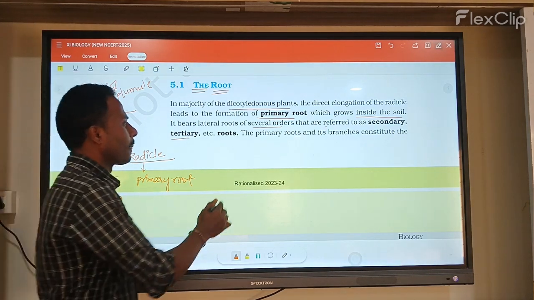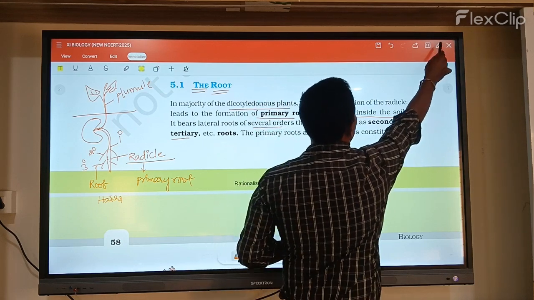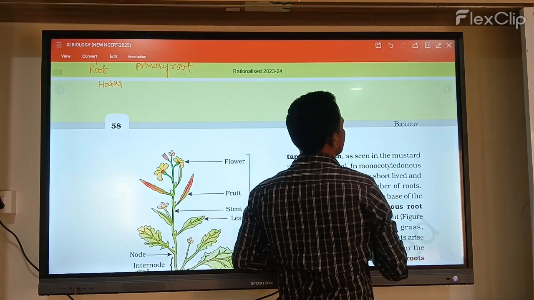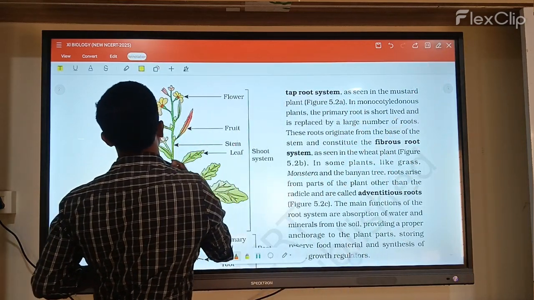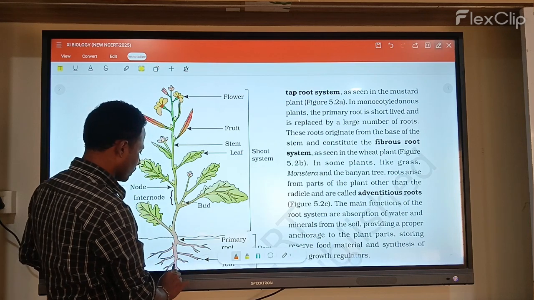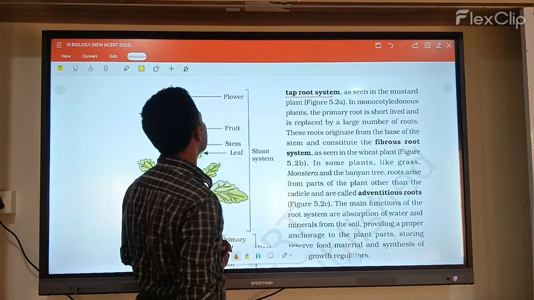And the primary root and its branches constitute the taproot system. It consists of what? Taproot system. See here, the whole root appears in a tap-like structure, that is, in a taproot system.